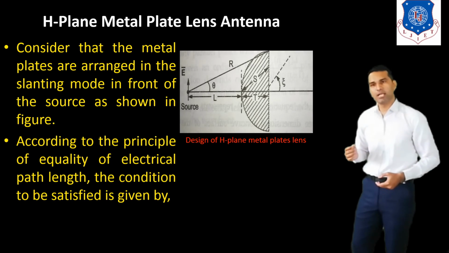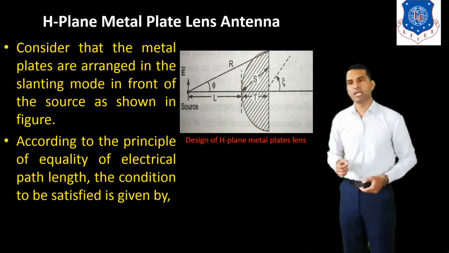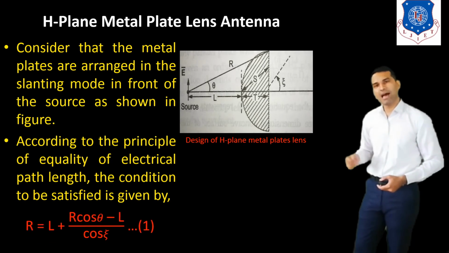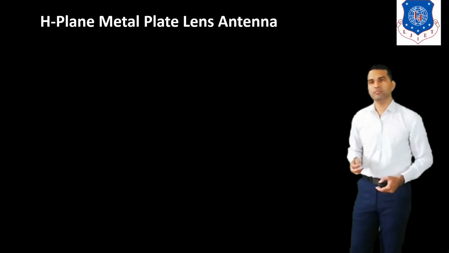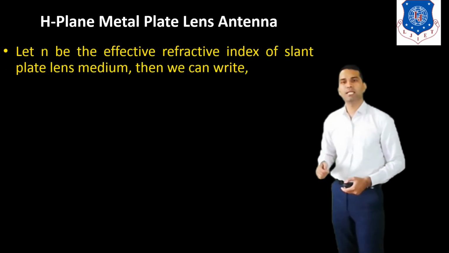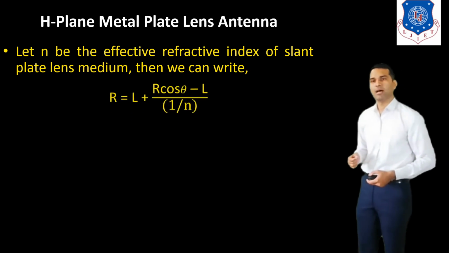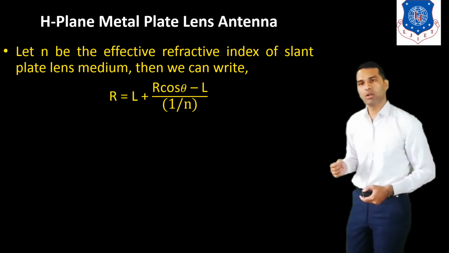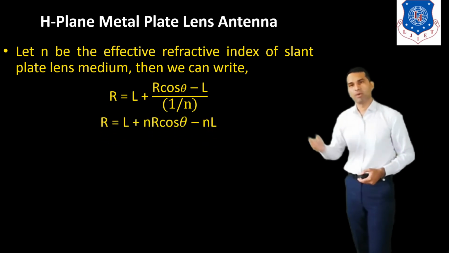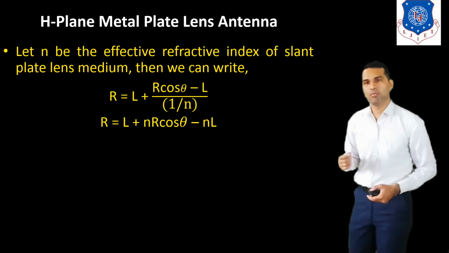According to the principle of equality of electric path length, the condition to be satisfied is given by R equals L plus R cos theta minus L cos theta. Let n be the effective refractive index of the slant plate lens medium. Then we can write R equals L plus R cos theta minus L upon 1 by n. So when we simplify this equation, we can write R equals L plus nR cos theta minus nL.